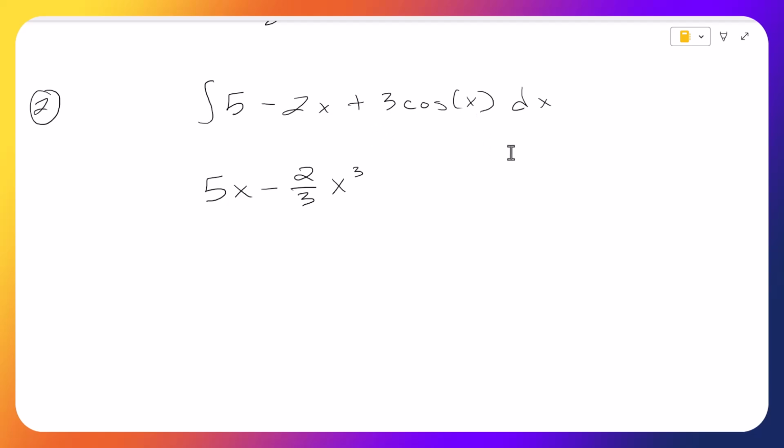Okay, and our last one, 3 cosine x. So this is going to be plus 3. The antiderivative of cosine is just going to be sine. And I can check myself again: if I take the derivative of this, does it give me that? Well, the derivative of 3 sine of x is 3 cosine x, so we're good. Except we're not good because we're missing our plus c. And boom, this is our antiderivative right here. We just integrated 5 minus 2x plus 3 cosine x dx.